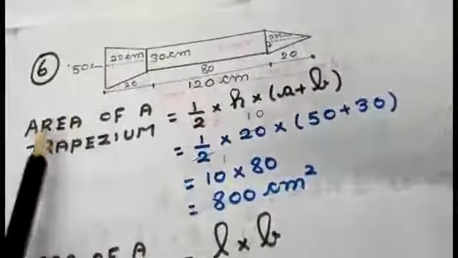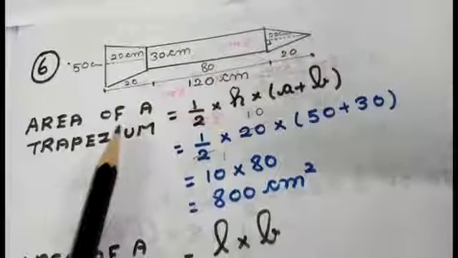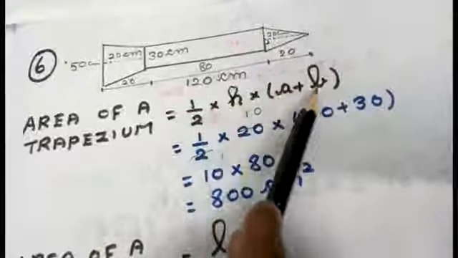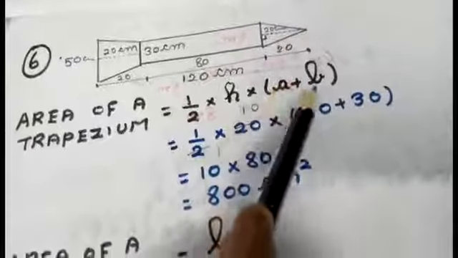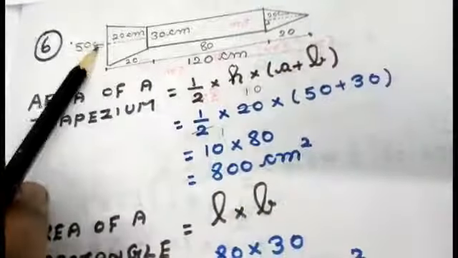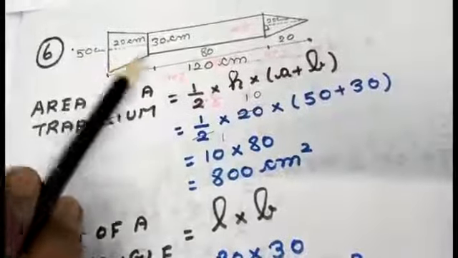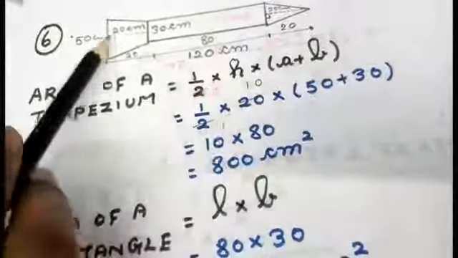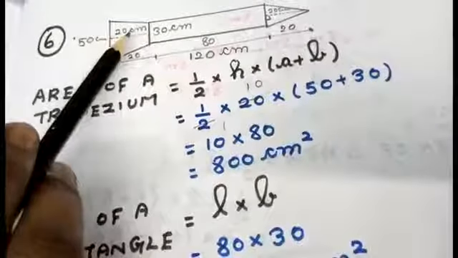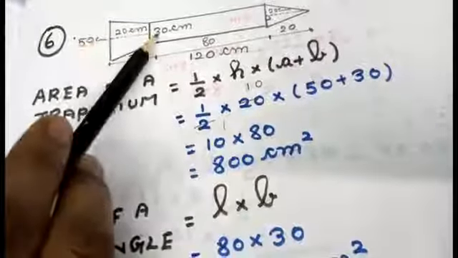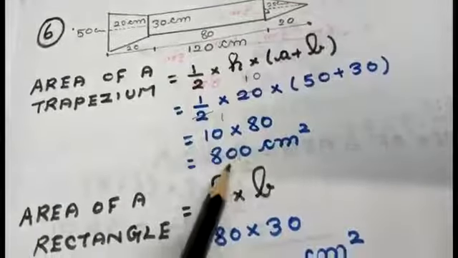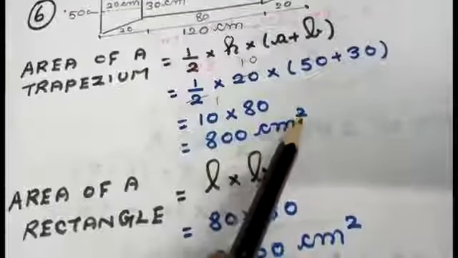First, I am going to take the area of the trapezium, which is half into height into (a plus b), where a and b are the parallel sides. I am going to concentrate only on this particular figure. Half, I am writing as it is. Here the height is 20. The parallel sides are 50 and 30. You calculate and you will get the answer as 800 centimeter square.